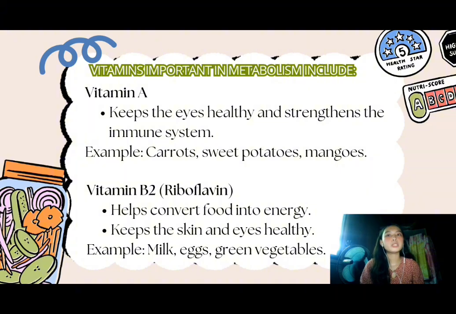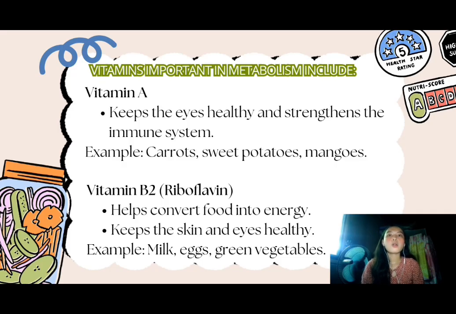There are also vitamins important in metabolism. It includes vitamin A, which keeps the eyes healthy and strengthens the immune system. Vitamin A can be found in carrots, sweet potatoes, and mangoes.